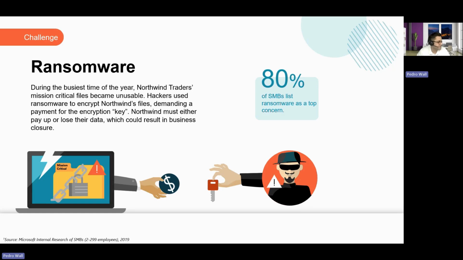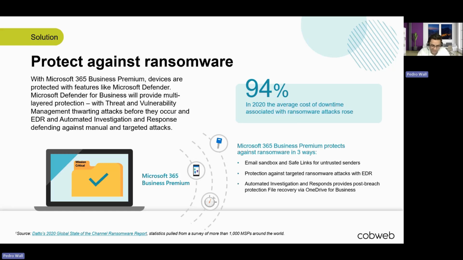Hackers used ransomware to encrypt Northwind's files, demanding a payment for the encryption key. Northwind must either pay up or lose their data, which could result in business closure. In most cases, the moment you even try to pay, you'll still lose that data. So it doesn't even give you the aspect of safety if you are going to pay. So A, you lose all that cash, and B, there is no guarantee you're going to get access to that data. It can be quite terrifying to know how that works in the back end.